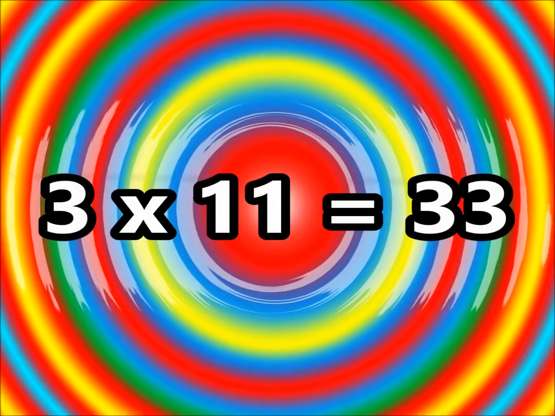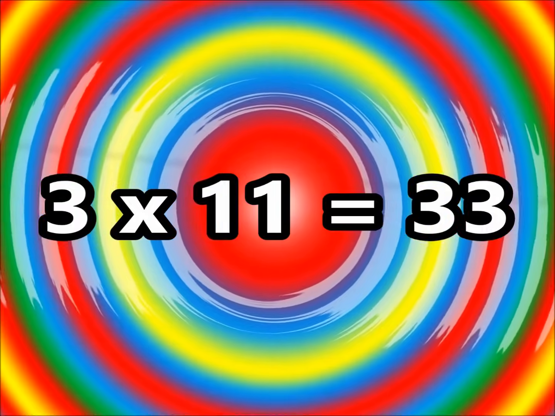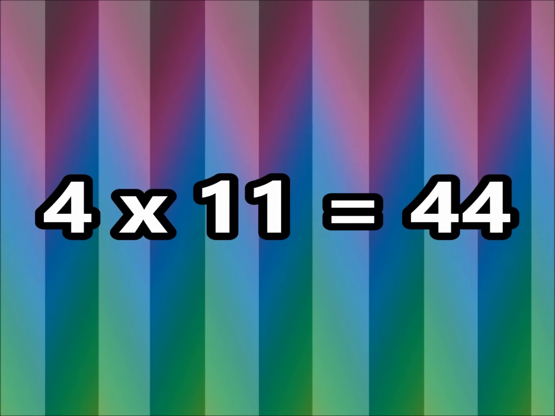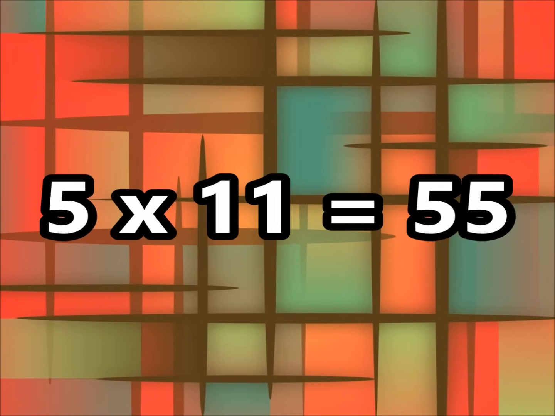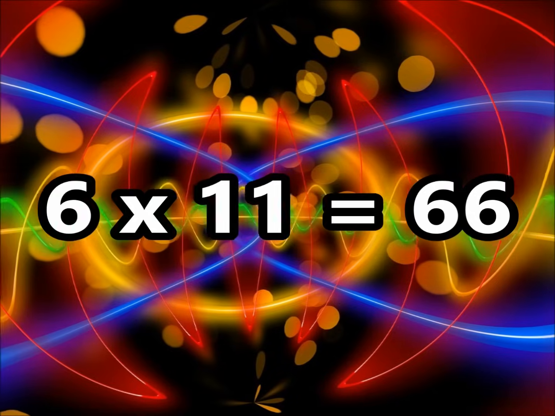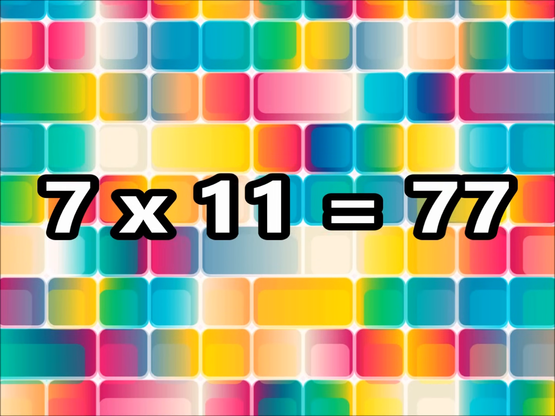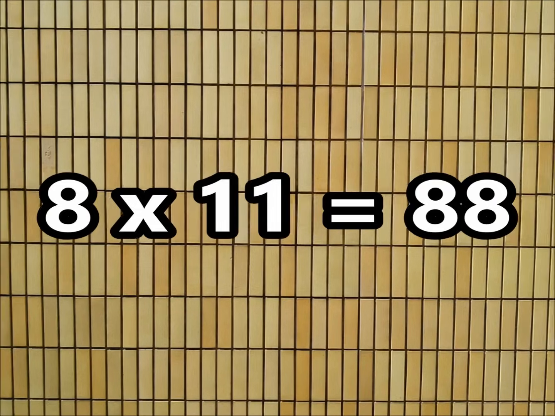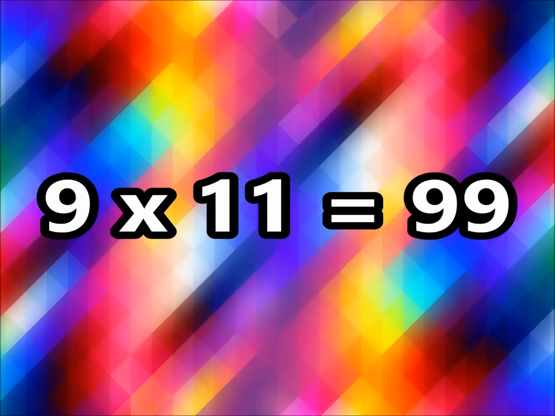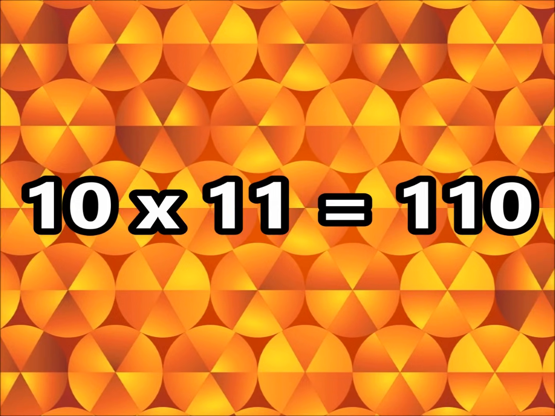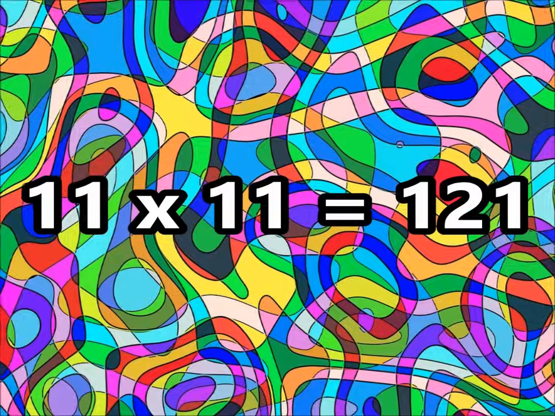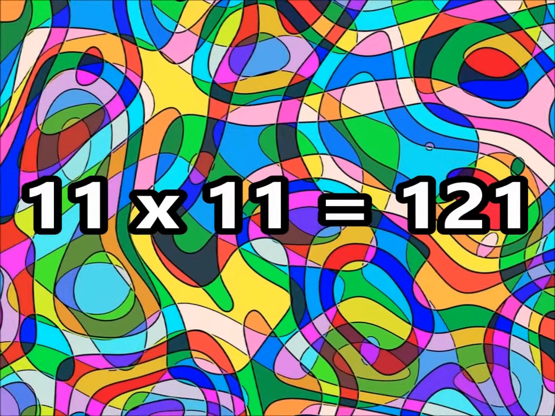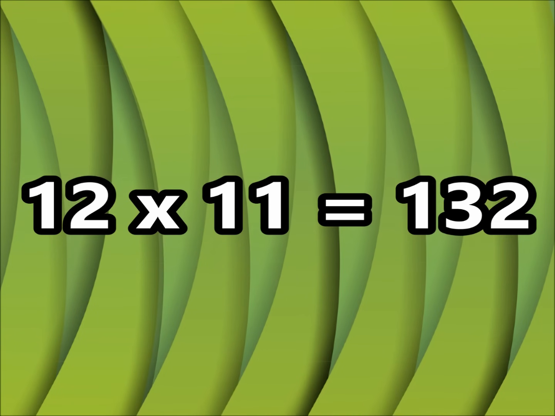3 times 11 is 33. 4 times 11 is 44. 5 times 11 is 55. 6 times 11 is 66. 7 times 11 is 77. 8 times 11 is 88. 9 times 11 is 99. 10 times 11 is 110. 11 times 11 is 121. And 12 times 11 is 132.